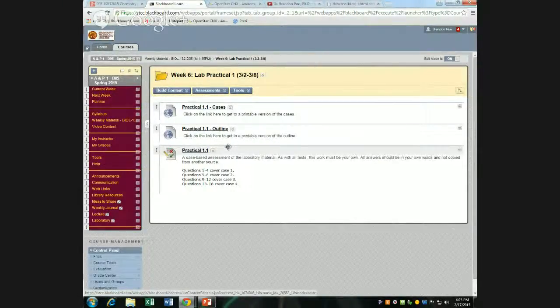So yeah, it looks like it's going to be the beginning of March there. I'll double check the dates before we get to that. But in this folder, you'll find a link here at the top that says Practical 1.1 Cases.